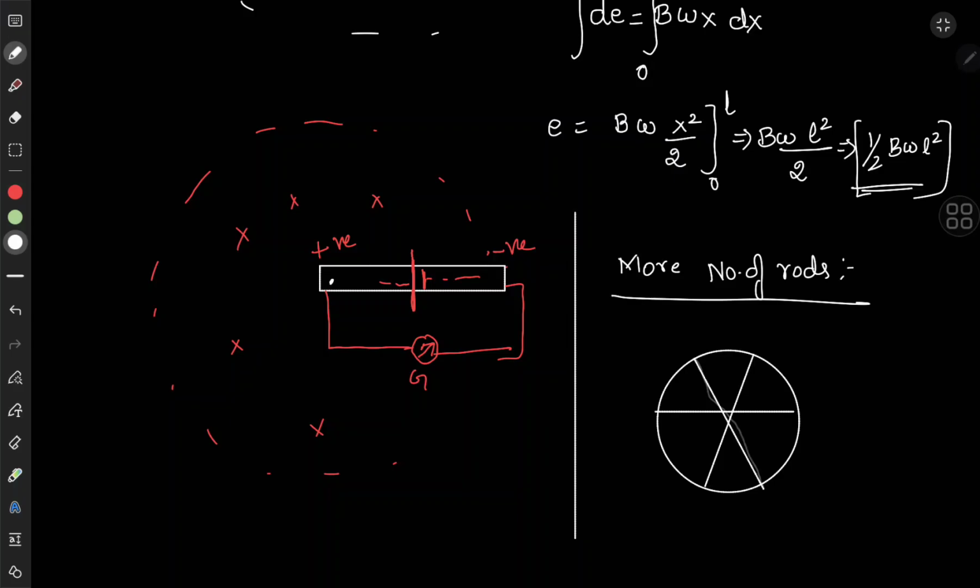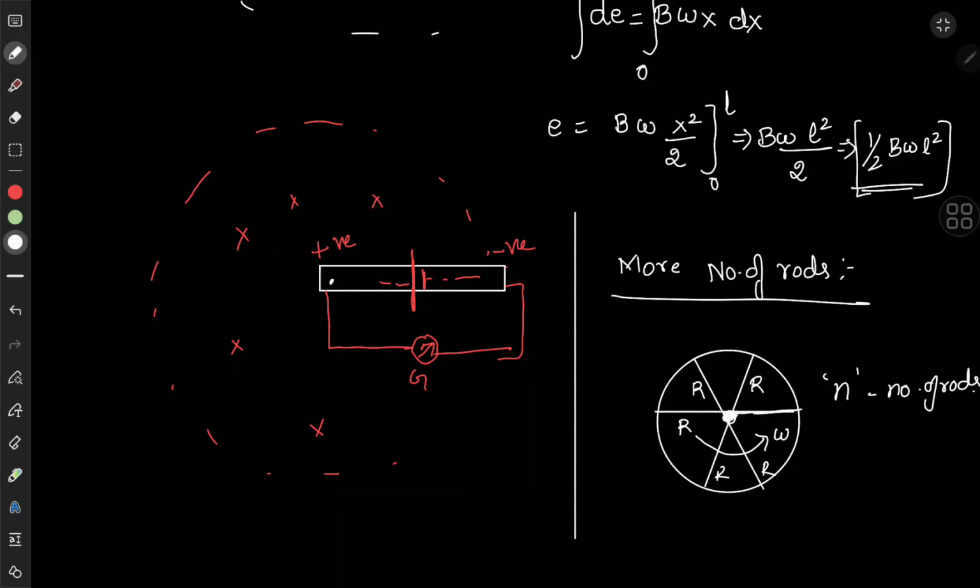There are n number of rods or spokes, which are going to be rotated at this pivoted point with an angular velocity omega. Now what will happen? Let us take the radius of each rod to be capital R. When they are rotating with an angular velocity omega and radius R, each rod will act like a cell, an individual cell.